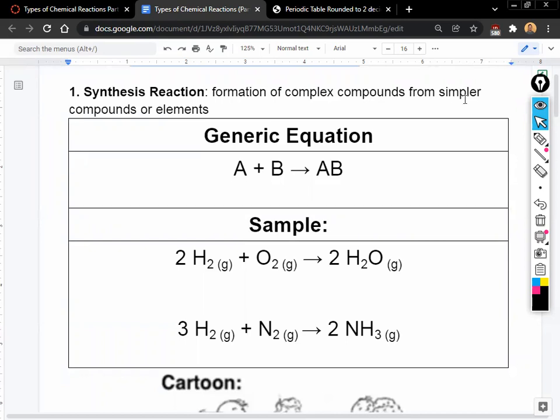So the first thing that you guys have to write down is the name of the type of reaction, and the first type of reaction is called a synthesis reaction. So just make sure you jot this down somewhere. And there's a definition right here, but basically what you're doing is you're combining simple compounds. So here we have 2 different chemicals and they are combining to form another one. Okay, so that's an easy way to get a synthesis.